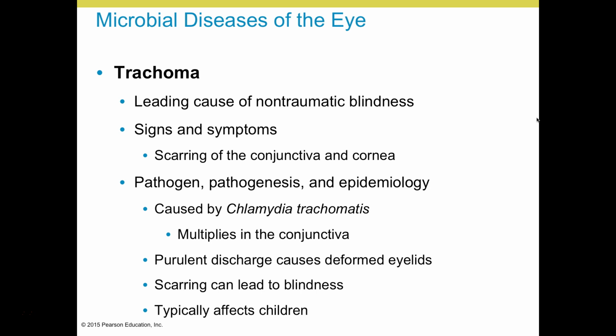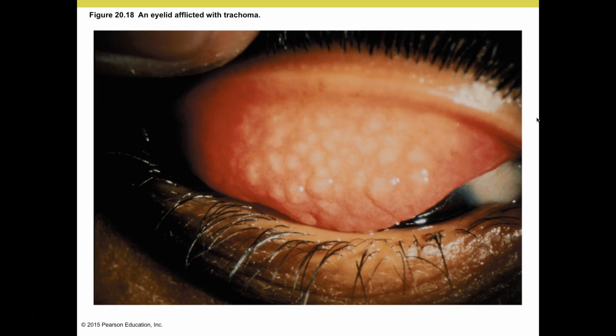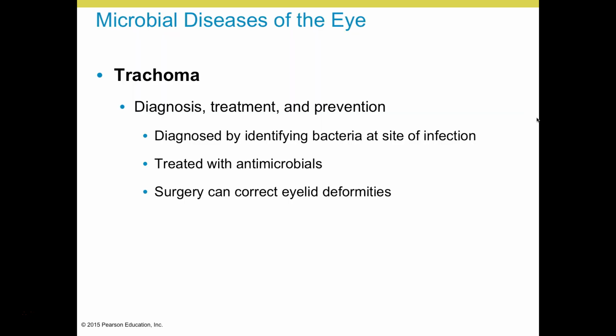Trachoma is the leading cause of non-traumatic blindness. That means there has not been an impact to the eye, so it's non-traumatic. It is the scarring of the cornea, which eventually starts to close out the eye. It's caused by Chlamydia trachomatis. Permanent discharge causes deformed eyelids, and the scarring can ultimately lead to blindness. It typically affects children. However, as you can see in this picture, through surgery it can be corrected, and trachoma is treated with antimicrobials.